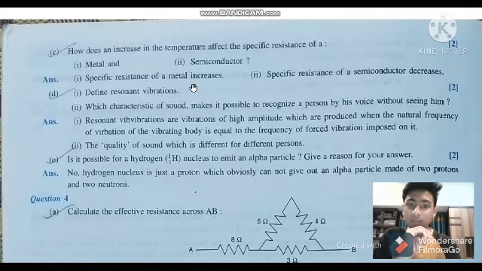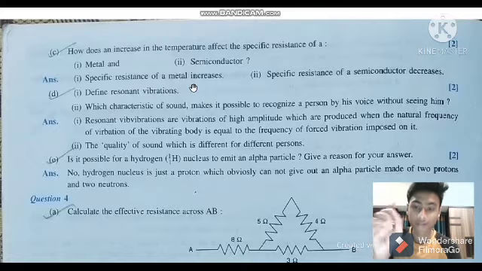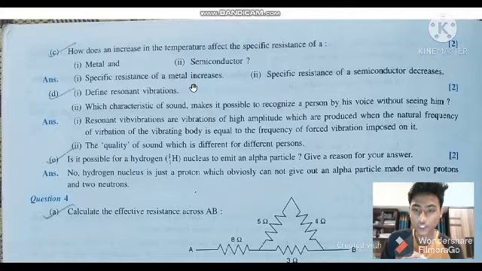Which characteristics of sound makes it possible to recognize a person without seeing him? Obviously the quality, the waveform of the sound which is going to reach your ear so as to produce the identification of a person without seeing the person.